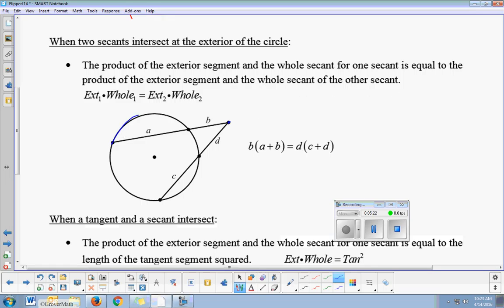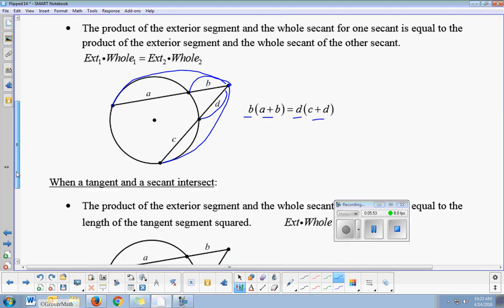Basically, this whole length, which if this is A and this is B, is A plus B, times its outside piece, its exterior part, is equal to the product of this whole piece, which is C plus D, times its exterior part. And a lot of times you'll hear me say in class like whole times outside equals whole times outside, or whole times exterior equals whole times exterior. And so we get this times this equals this times this, and of course if we're missing one of those things, we could do a little math to find out what that is.